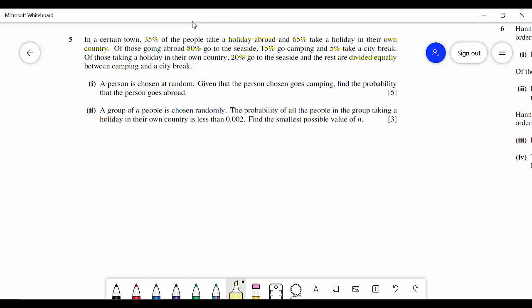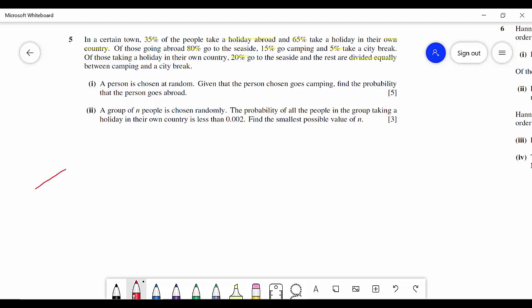All right, so if you look at question number part 1 and part 2, generally they are asking for probability. For this one, I can see that there are 2 stages here. The first stage is talking about they go holiday either abroad or in their own country. And after that, in the second stage, they are talking about the holiday activities. To calculate the probability for this case, I will suggest to draw a tree diagram before you can find the answer that they want you to answer.